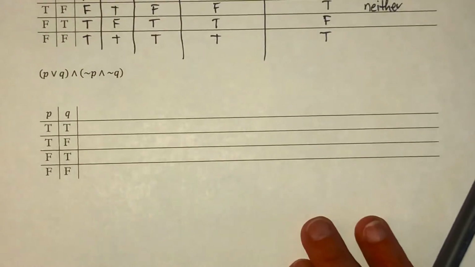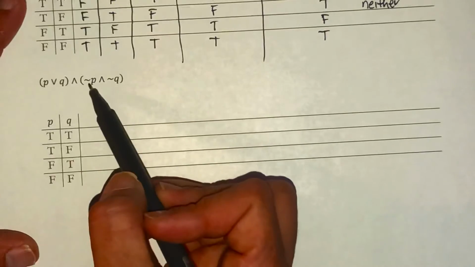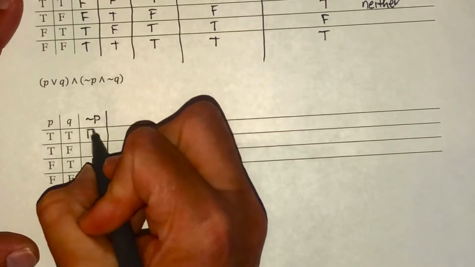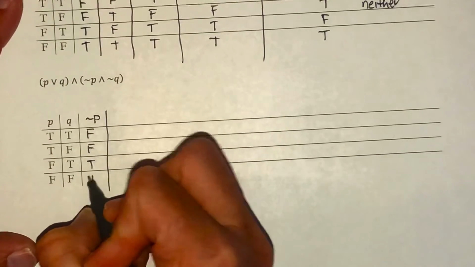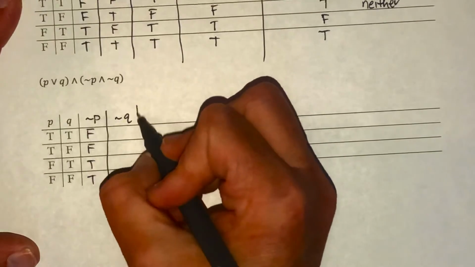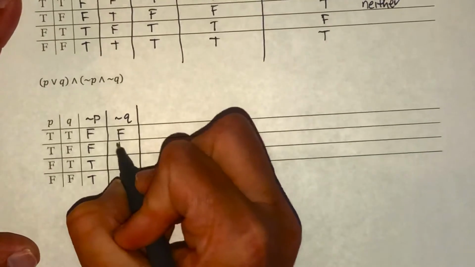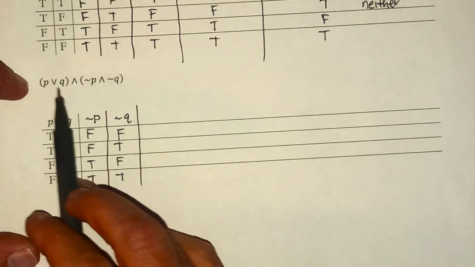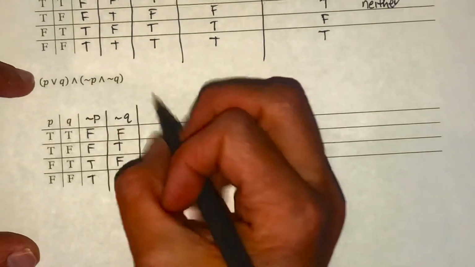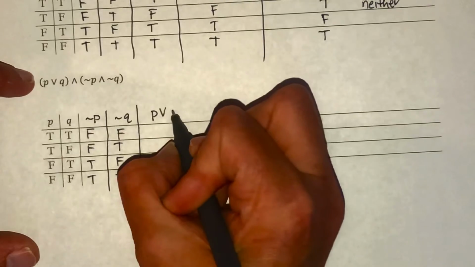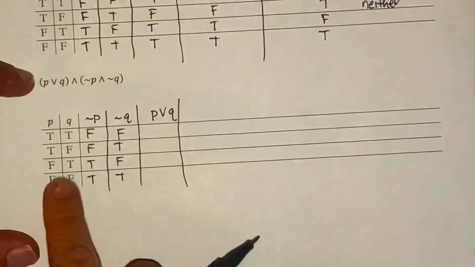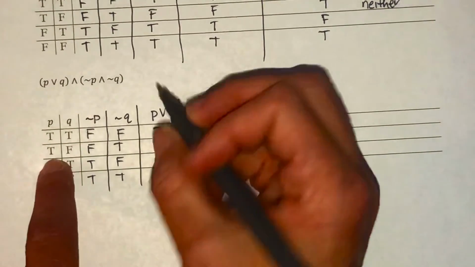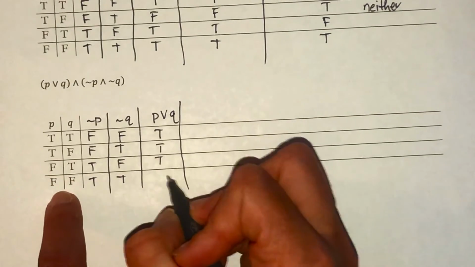Okay. Last one. I again need the negations, so I'm going to do those. Not P: false, false, true, true. I need a not Q: false, true, false, true. Okay, now I'm going to do each of these parentheses. So I need P or Q. These two columns with or, as long as there's a true, your answer is true. So true, true, true, and false.